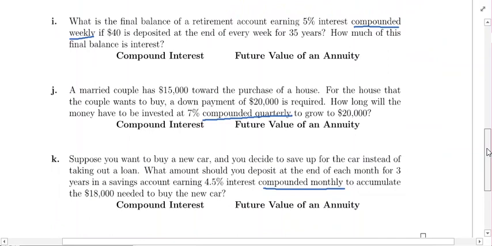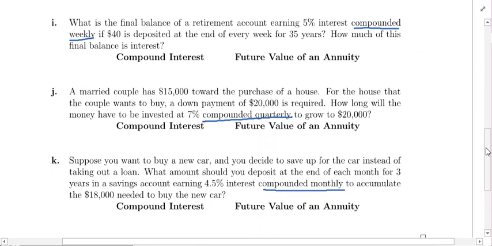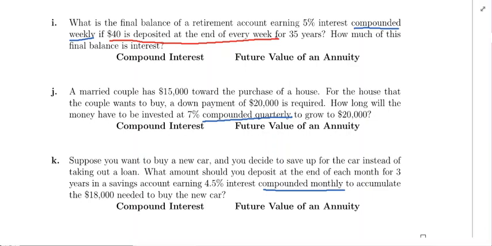Part I. What is the final balance of a retirement account earning 5% interest compounded weekly if $40 is deposited at the end of every week for 35 years? How much of this final balance is interest? All right. So when you get a job, you start saving for retirement. So what's going on in this situation, in the retirement account, you are putting in $40 at the end of every week. So that's how you're making your deposits into your retirement account. You're making deposits at the end of every week.